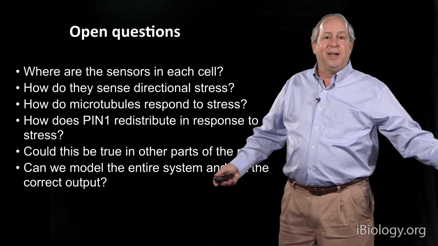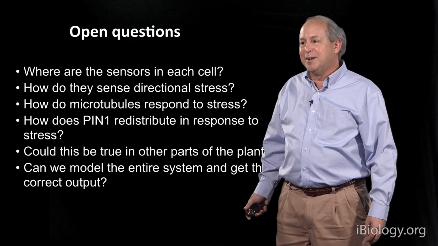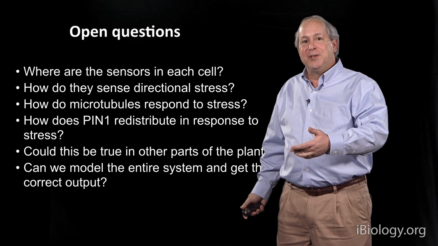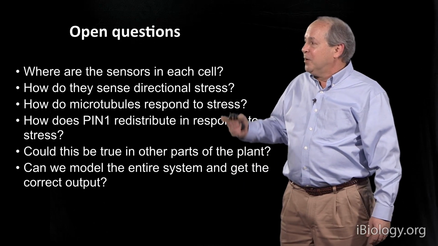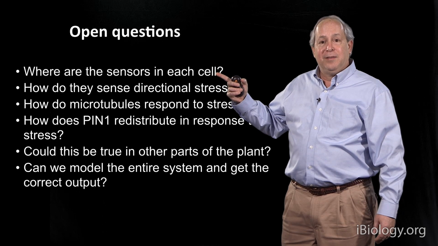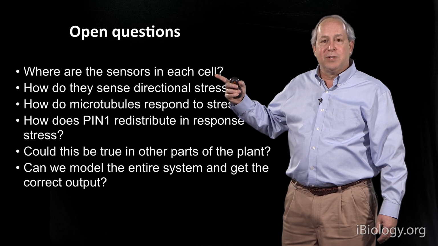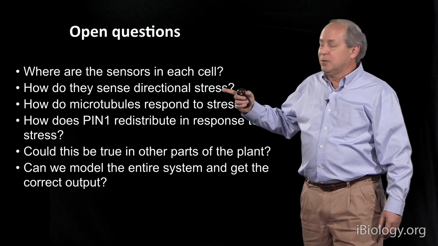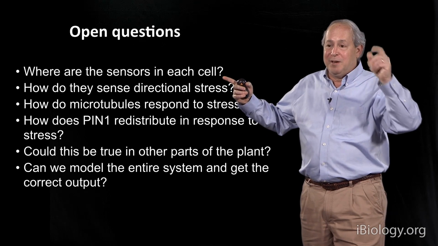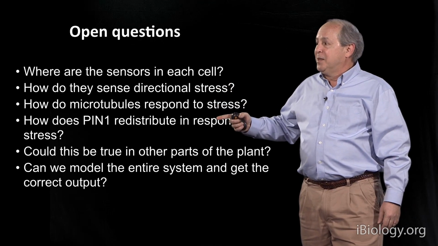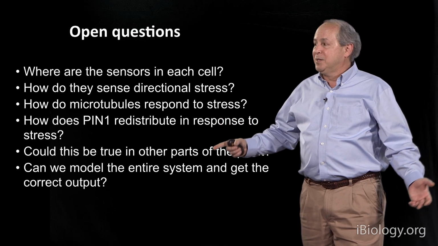So what do we have? We've got a model now that's computationally supported, it's experimentally supported, but just like our earlier model, this model opens a bunch of new questions for scientific analysis. What are the sensors in each cell that allow the cells to sense cell wall stress, or that allow the microtubules to sense stress? How do they sense directional stress? They can't be molecules that are unoriented, because that wouldn't tell you the orientation of the stress. How do the microtubules respond to stress? How does PIN1 redistribute in response to the stress?